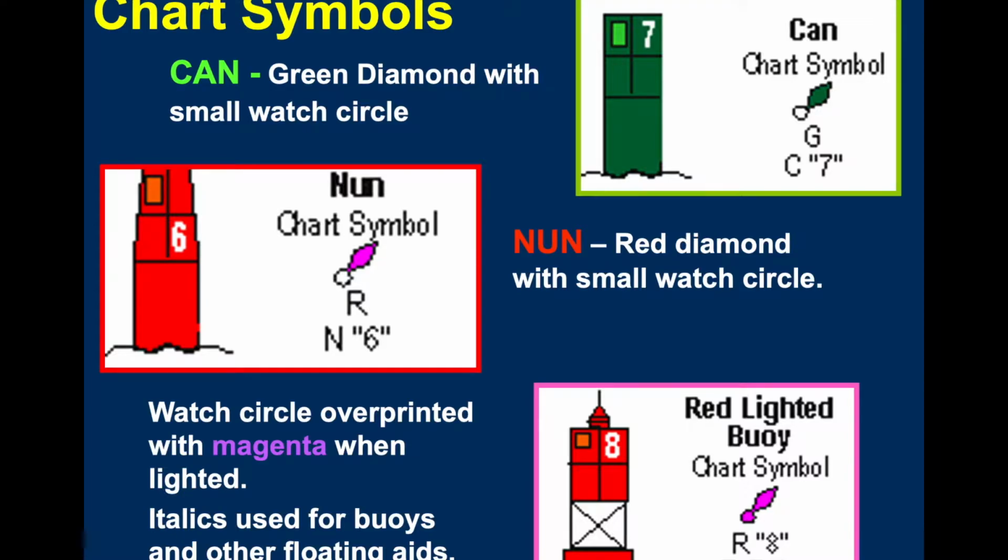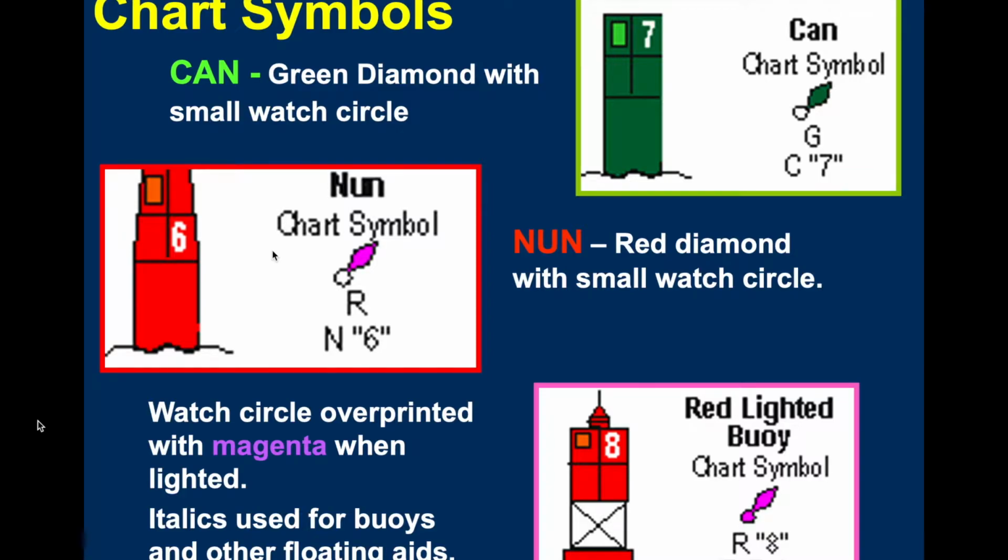So we'll start up in the upper right hand corner of the screen here. A green diamond with a small watch circle is how you would see a can buoy represented on a chart. If you watch my cursor here, it's a diamond shaped, green in color, and it's got this circle at the bottom called a watch circle. It's green can number 7.